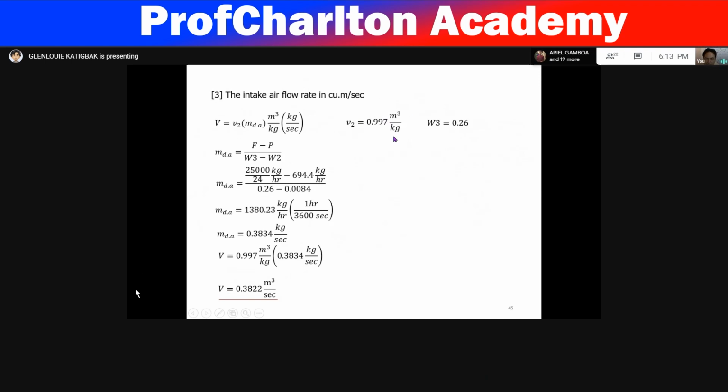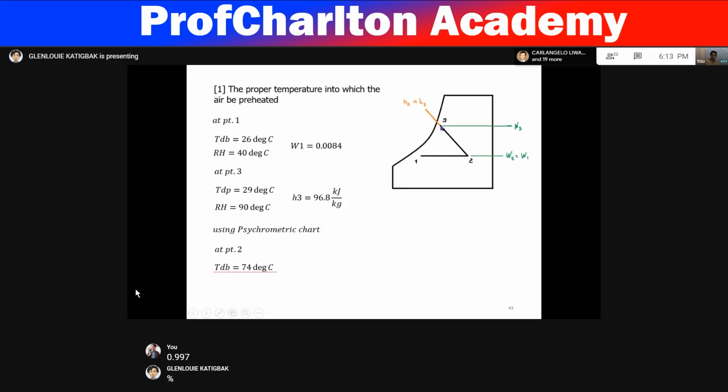Anong nakuha mong specific volume? Ito sir, 0.997. Tapos yung wet bulb natin, kailangan din natin, which is 0.26. Nakuha rin naman natin. Ito. At point dito, kasing linya siya ng enthalpy, di ba? Kasing linya siya ng enthalpy. Ito sir.